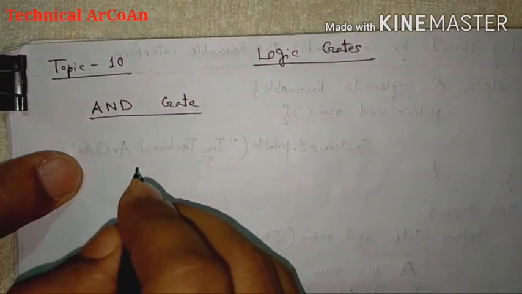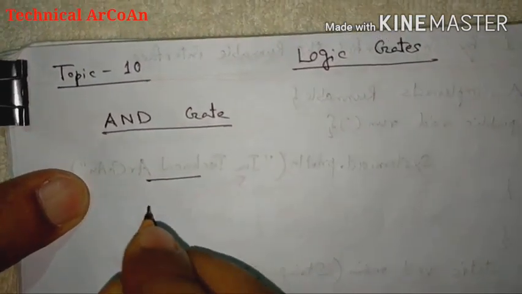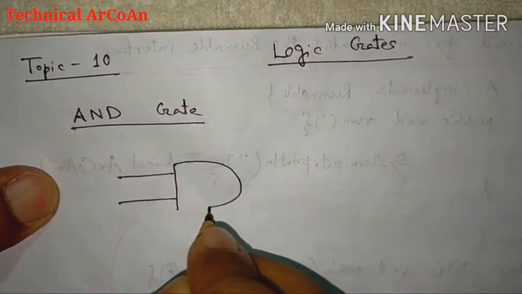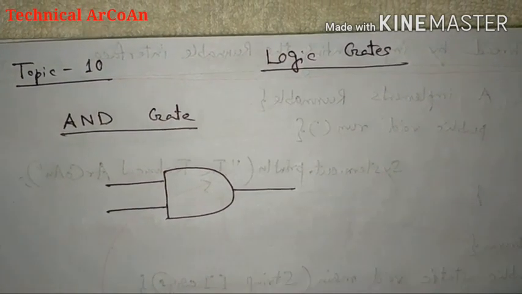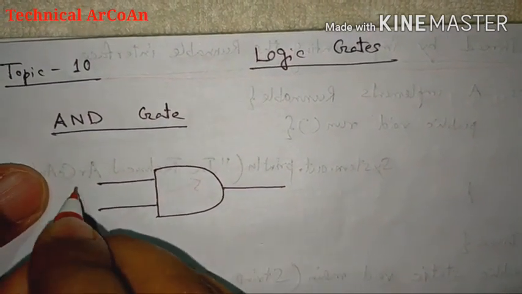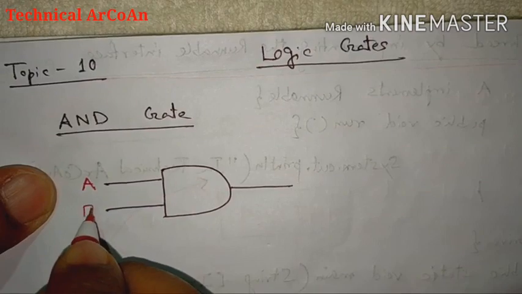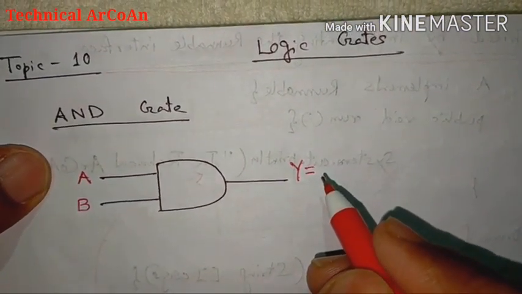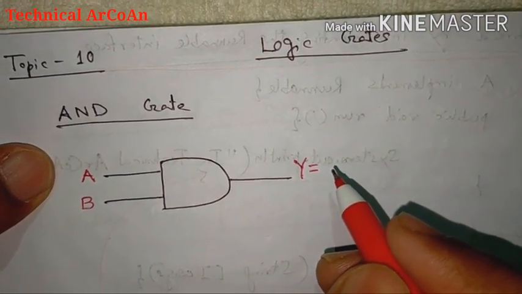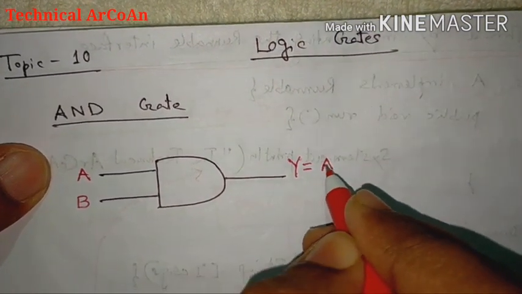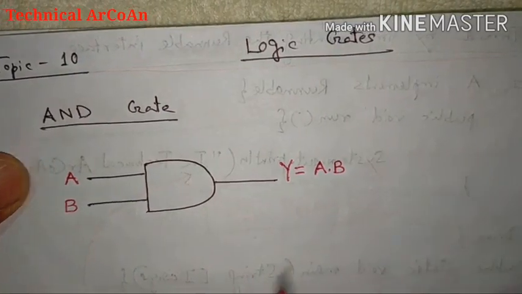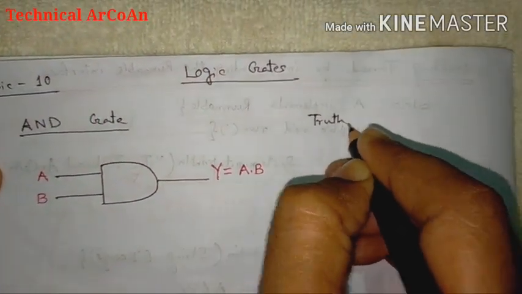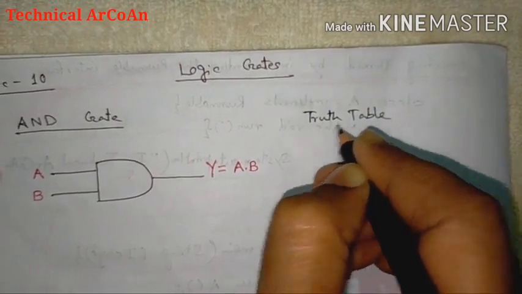What will be the block diagram for the AND gate? The block diagram should be like that. Here we take two inputs, A and B, and the output is Y. I already told you that the AND gate follows multiplication, that means A into B. And what will be the truth table?